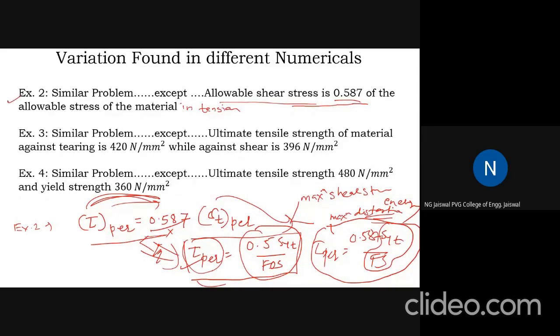Next is another problem. There can be a similar problem, except ultimate tensile strength of material is given. See, ultimate tensile strength against tearing. Actually, tearing means tension, because tearing happens when in tension. That's why tearing and tension is the same. So, ultimate tensile strength of material against tearing is 420 Newton per mm square, while against shear is 396 Newton per mm square. See, two data are different.